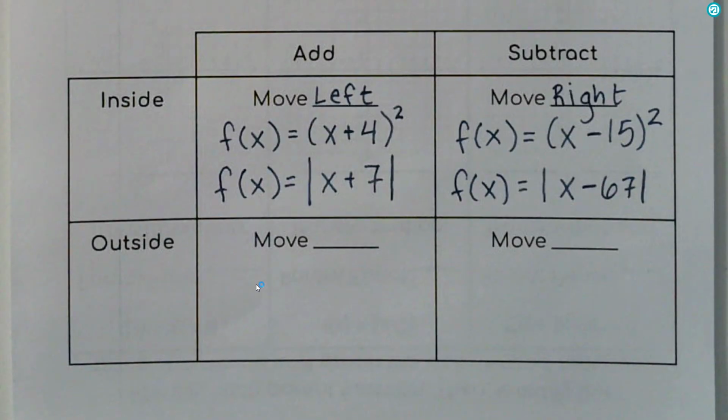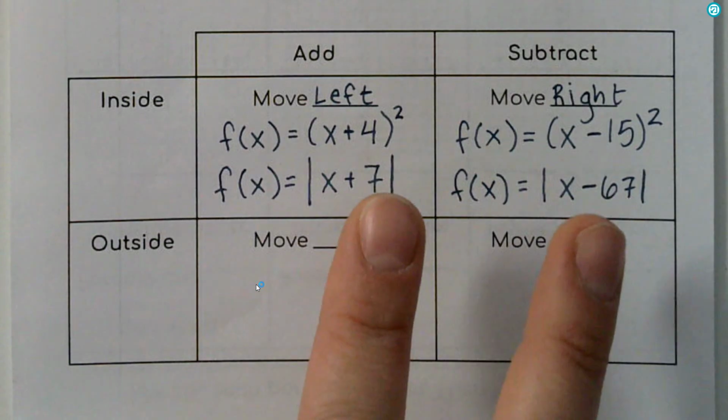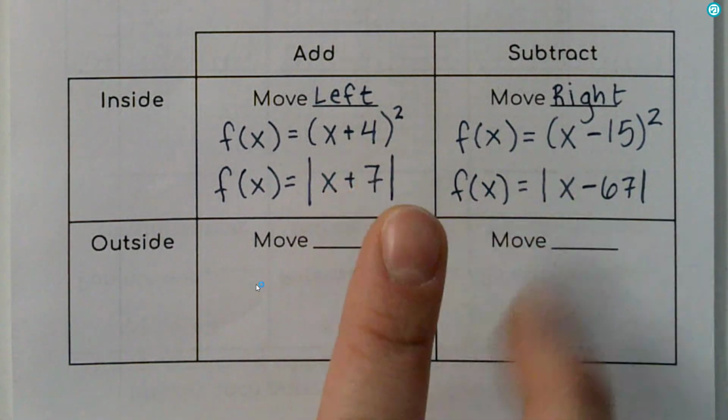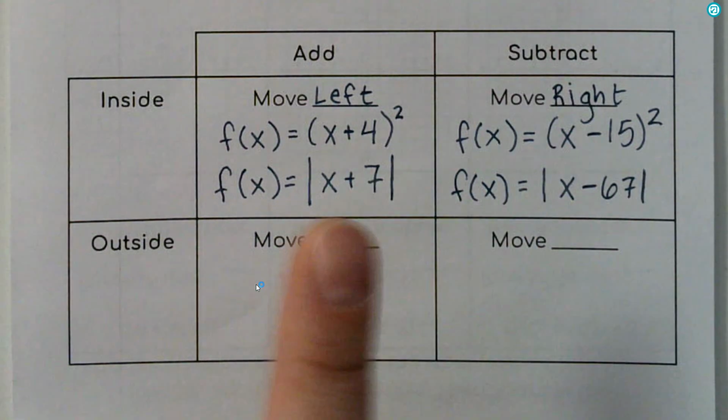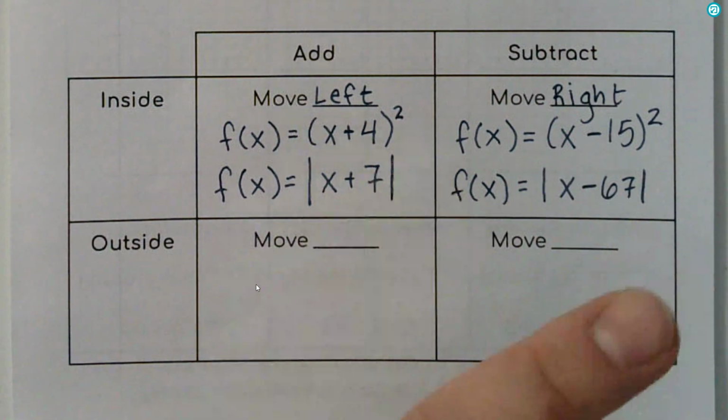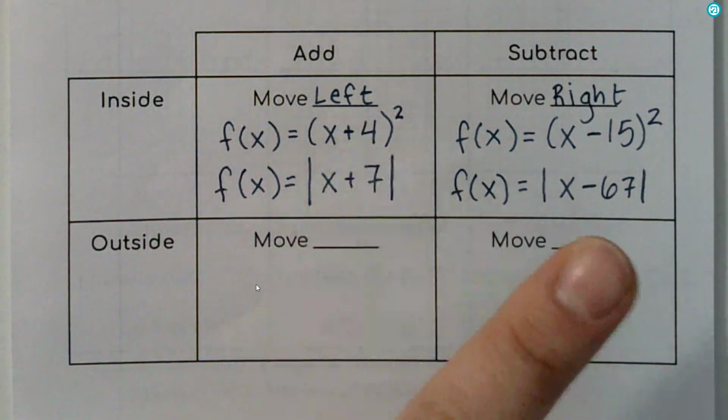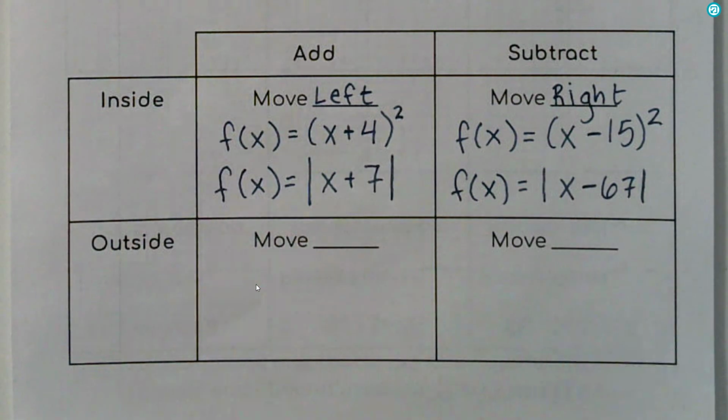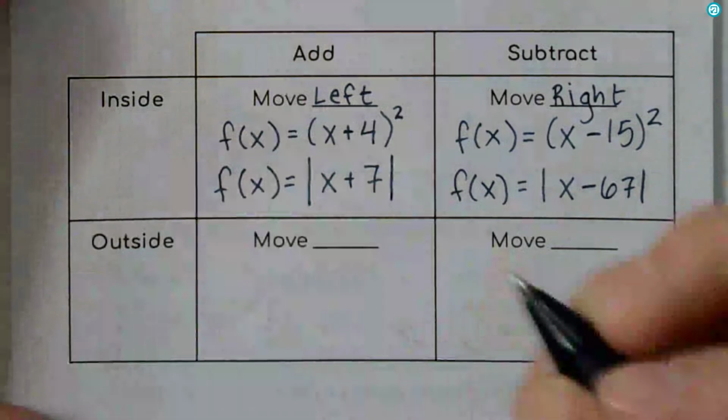Okay. So when you do something inside, it's the opposite of what you think is going to happen. Because adding moves you left, which feels negative, and subtracting moves you right, which feels positive. Okay. Outside our function, that is what's going to move us up and down. This works exactly like you would expect, because you're just adding to the function at the end and moving it up or down. So adding outside moves you up.